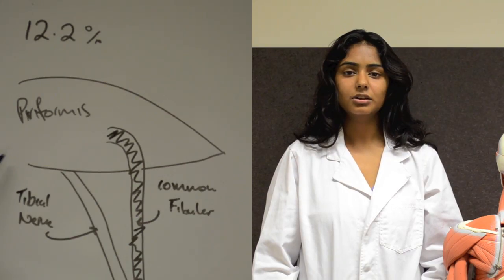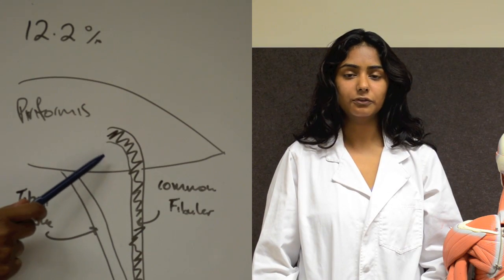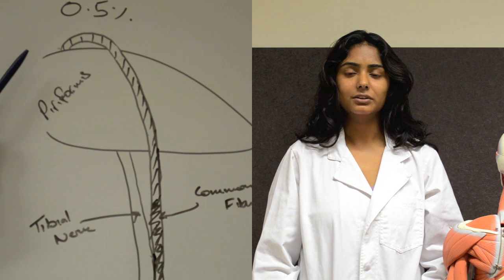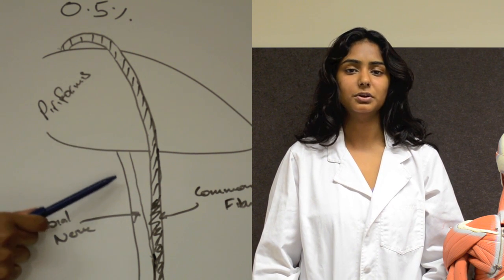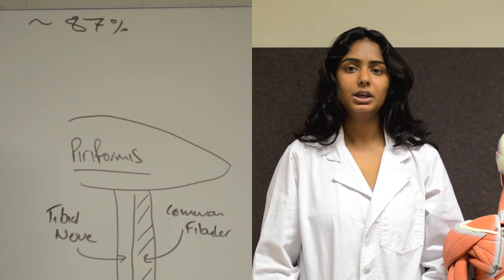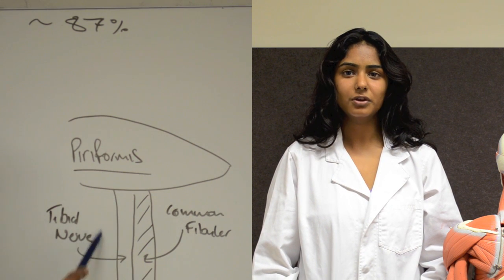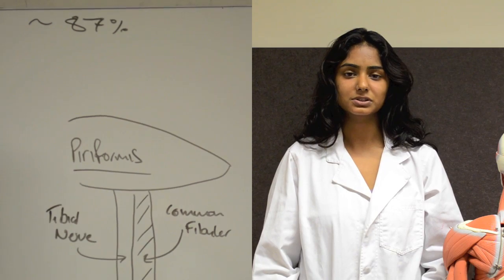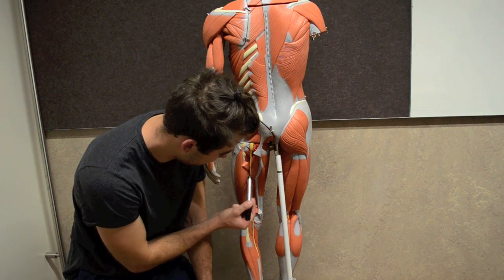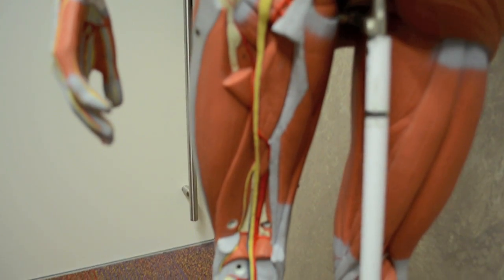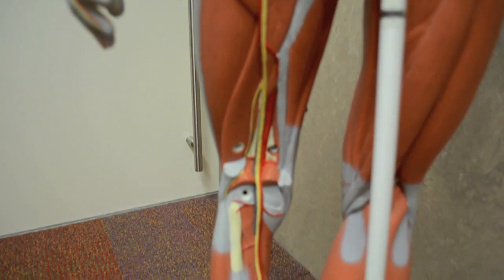In 12%, the common fibular nerve pierces the piriformis muscle, while in 0.5%, the common fibular nerve emerges superior to the piriformis muscle. In all cases, the tibial nerve runs inferior to the piriformis muscle. The tibial nerve innervates all muscles within the posterior thigh region, except for the small head of biceps femoris, which is innervated by the common fibular nerve.